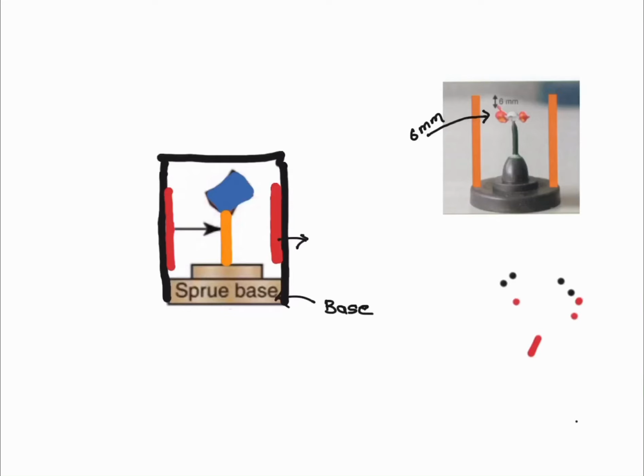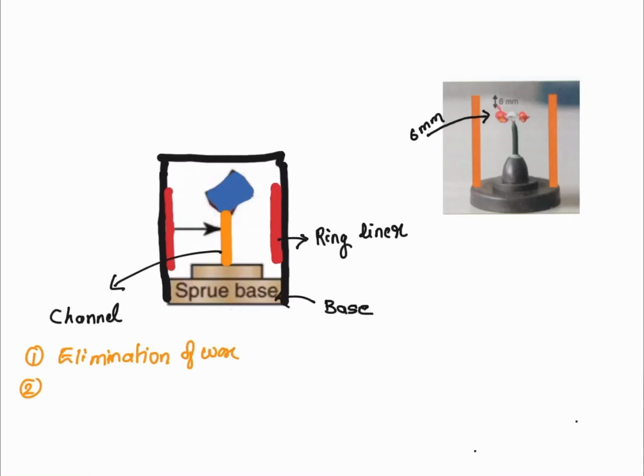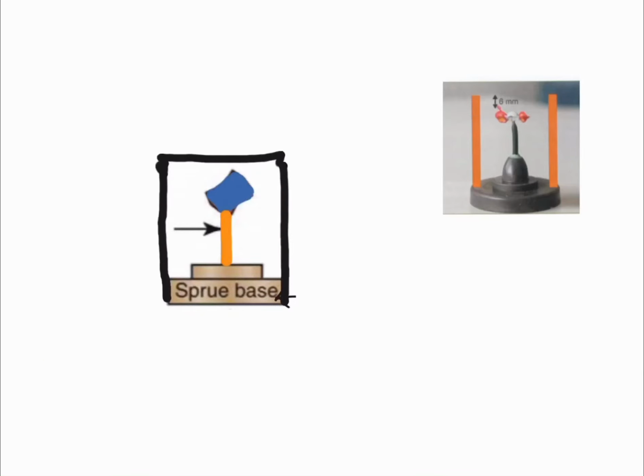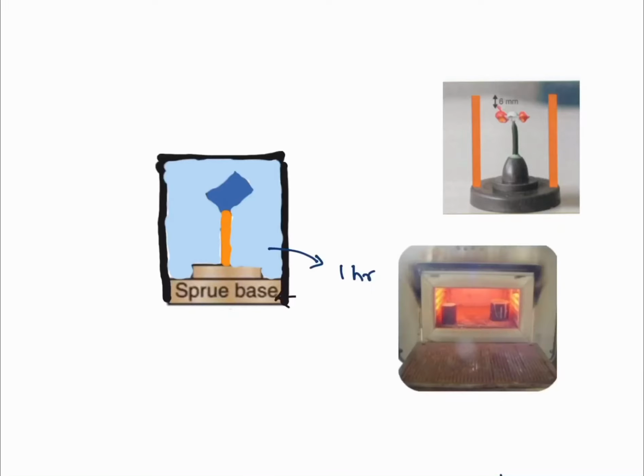Ring liner is used inside the casting ring. It helps in dissipation of heat during wax burnout procedure. The sprue acts as a channel. It helps in elimination of wax and entry of molten metal. After this, we will go for investment procedure. We will mix the investment material with proper powder and water ratio and fill the investment ring with investment material. After filling it completely, we will keep it for 1 hour.